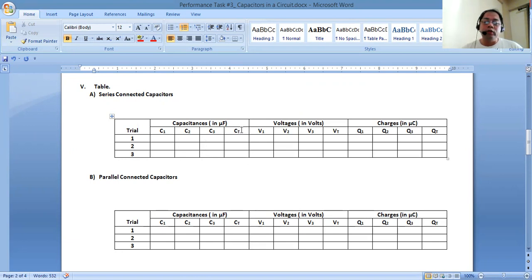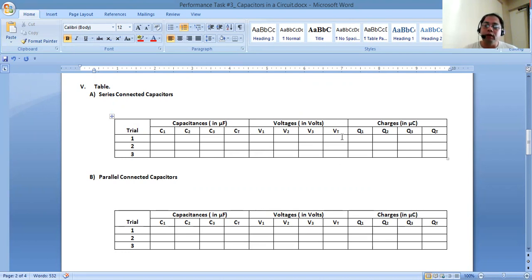This last column for C sub T, you are going to calculate depending on the principle governing it, either in series or in parallel. The same is true for your voltages. Maybe your V sub T you will solve, or you may just use the principle. But we have a voltmeter for our V1, V2, V3, and I think we can also find V sub T by the voltmeter that we will show later.